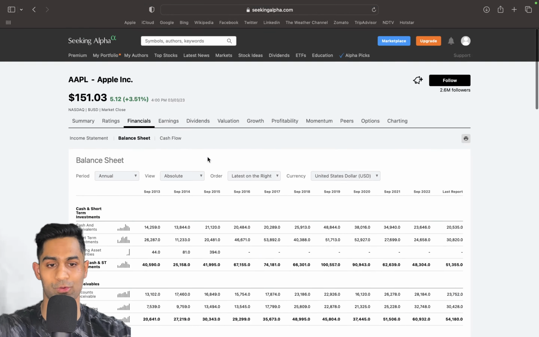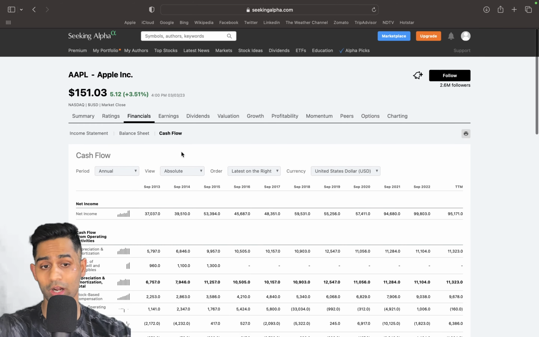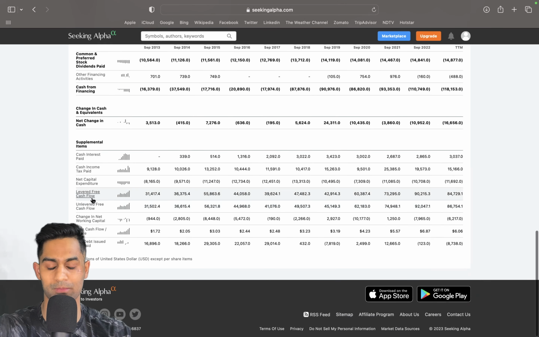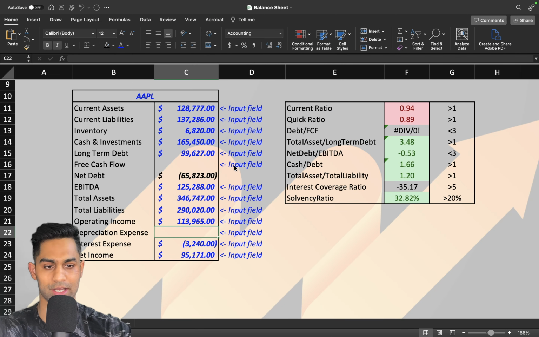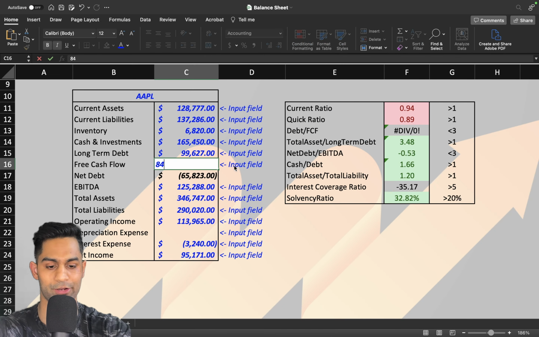So once again, we're going to come over here, free cash flow. Under the cash flow statement, scroll all the way at the bottom. You've got your levered and unlevered free cash flow. Doesn't matter which one you pick. I'm going to go over that in a separate video. We don't have the time too much, but 84,729, and that's going to be plugged in over here, 84,729.